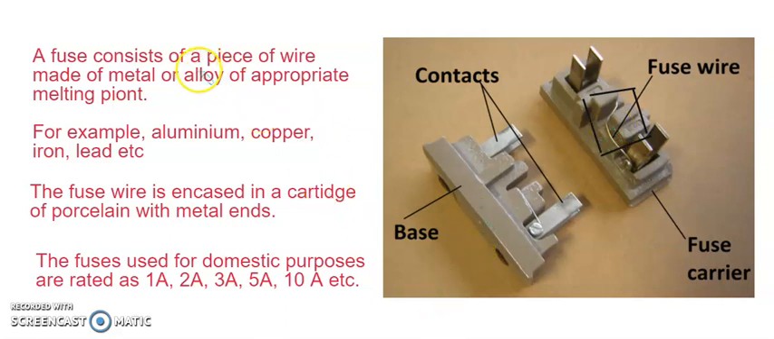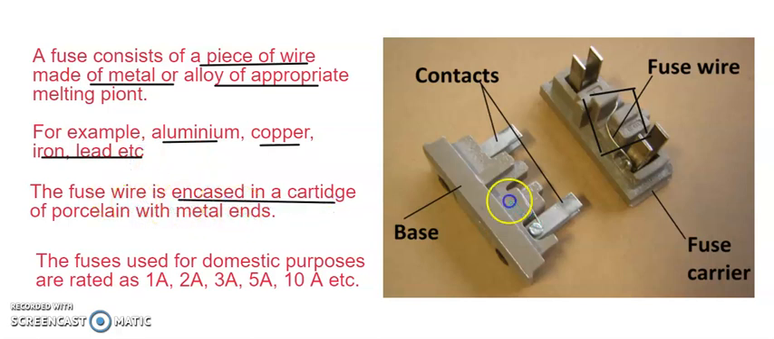Okay, so a fuse consists of a piece of wire which is made of metal or alloy. Mostly it's made of aluminum, copper, iron or lead. The fuse wire is encased in a cartridge, made of porcelain, which is a non-conducting material, means it's an insulator. Okay, and it has two metal ends as I've already mentioned. The fuses for domestic purposes in our smaller electric switchboards are 1 ampere, 2 ampere, 3 ampere, and the main board will have 5 ampere, 10 ampere to 25 ampere fuses, depending on the current being used in the house.